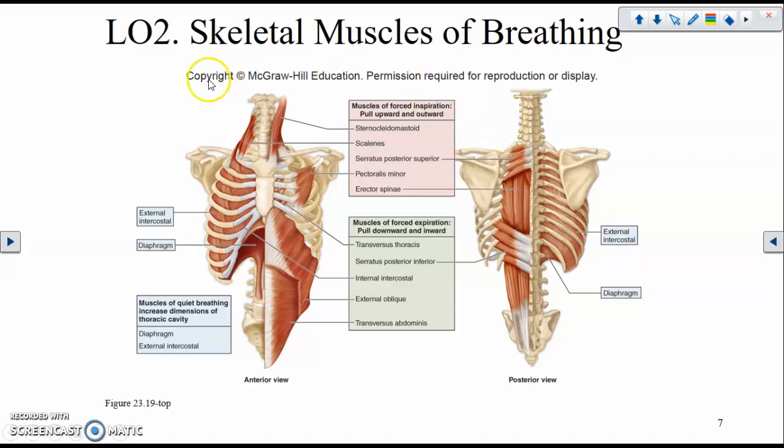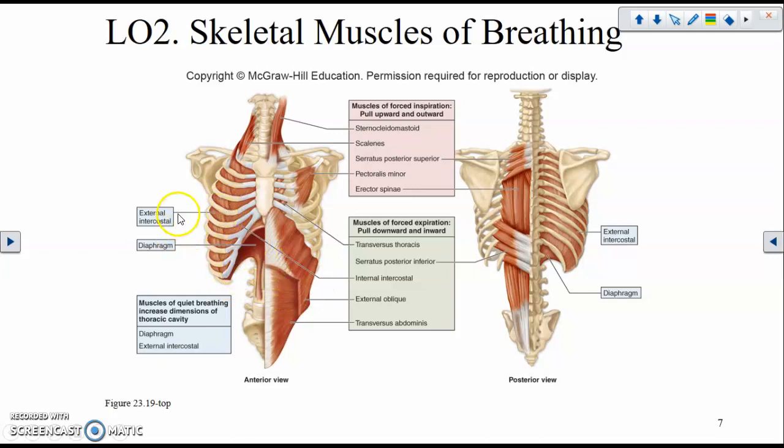These are actually the muscles of breathing. In this case, there are only two muscles required for normal, or what we term quiet, breathing. And those are the external intercostals as well as the diaphragm. The diaphragm is obviously the muscle that divides the thoracic cavity from the abdominopelvic cavity, right? So it's a big dome-like muscle. It actually flattens out during inspiration.